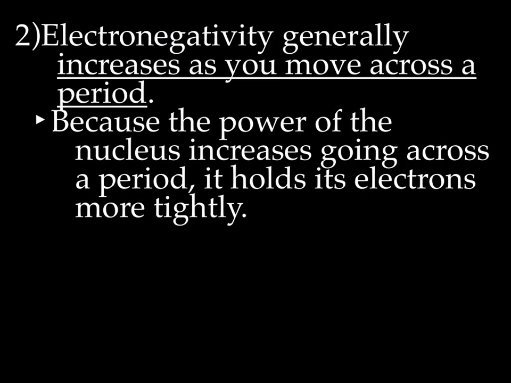Electronegativity generally increases as you move across a period. Why? Well, the nucleus gets stronger and stronger and stronger as you move from left to right across the periodic table. This is because you're adding more protons to the nucleus, and at the same time, you're not adding more shields or more energy levels.